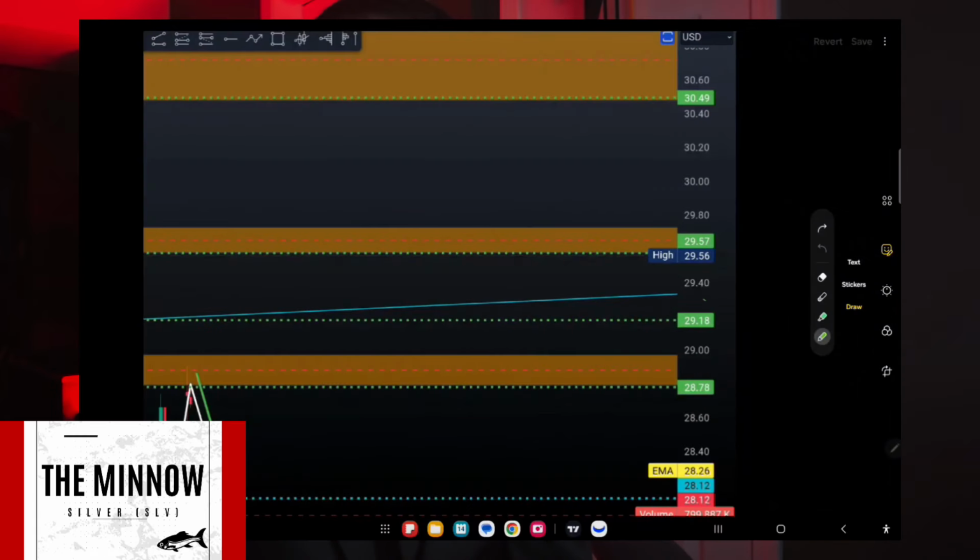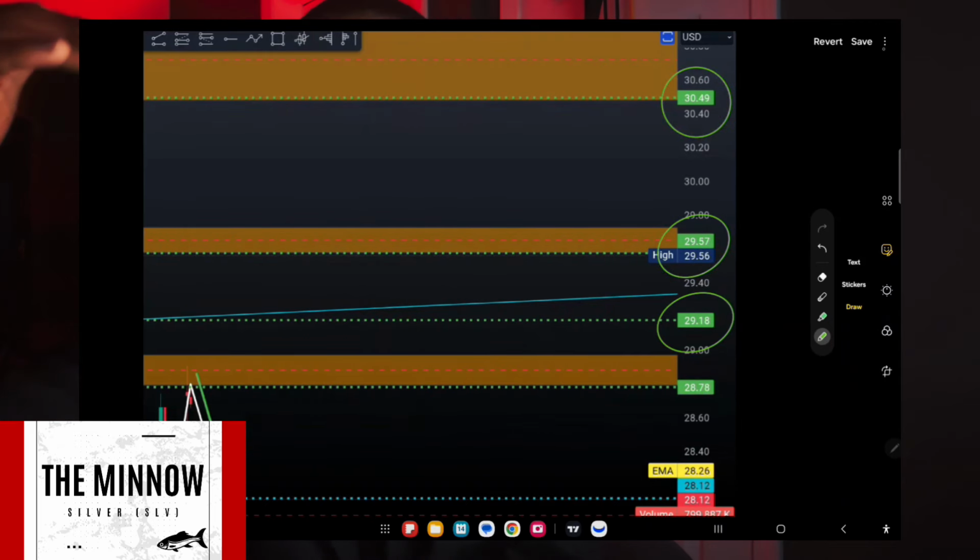Towards the upside, the only way the upside really works is if it breaks above the 28.78. I'm sorry, 28.88, 28.90, and then I'm suspecting that we're going to start seeing the higher highs and the higher lows. So towards the upside, I'll go over those levels. That's 29.18, the first one I'm looking at. Then it's 29.57, and then after that, I see us going all the way to $30.49.